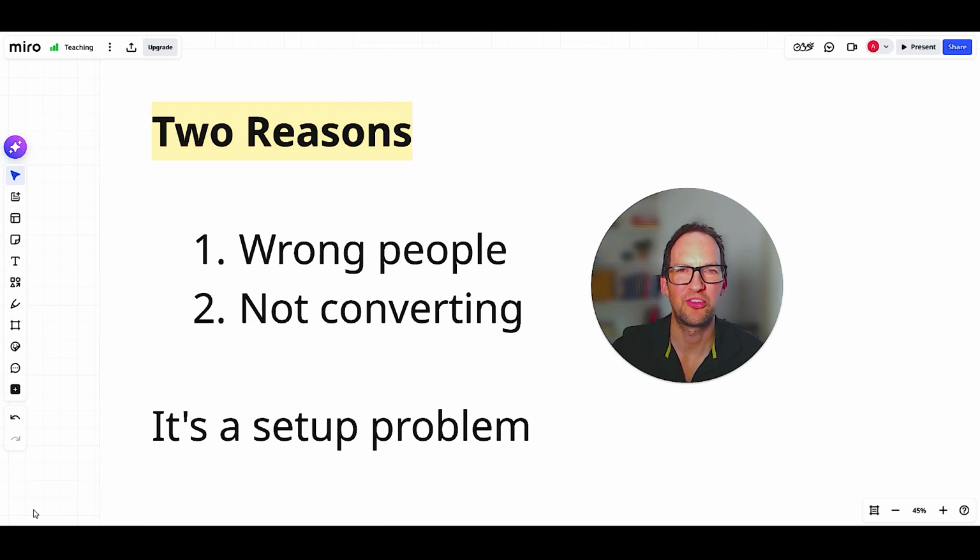There's only really two reasons why your Google ads aren't working if you're getting clicks, and that is because the wrong people are clicking on your ads. Reason number two is the people that are clicking on your ads aren't converting. And what this generally means is that it is a setup problem with your Google ads. It's not actually Google ads itself, but it's the way it's set up. And if you're not getting any clicks at all, that's a different problem. That's usually your budget or your targeting. This video will show you exactly where to focus if you are getting clicks.